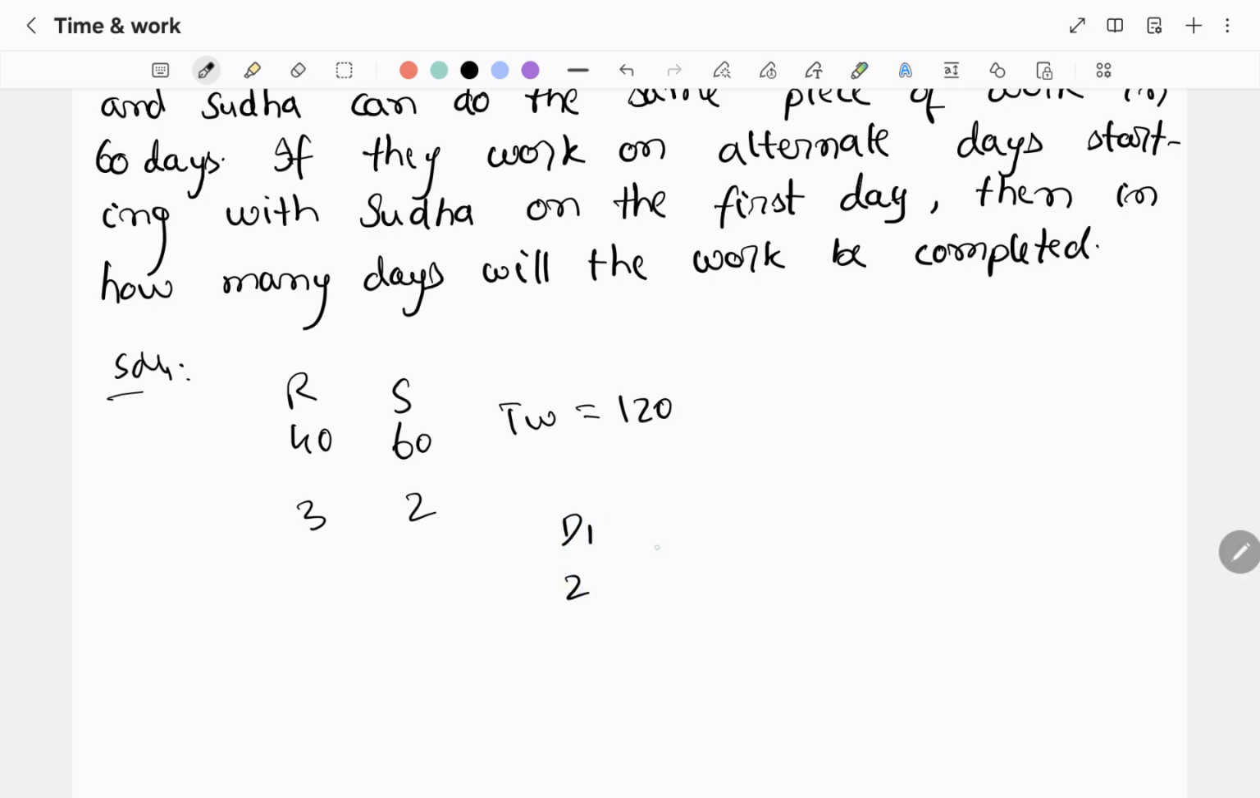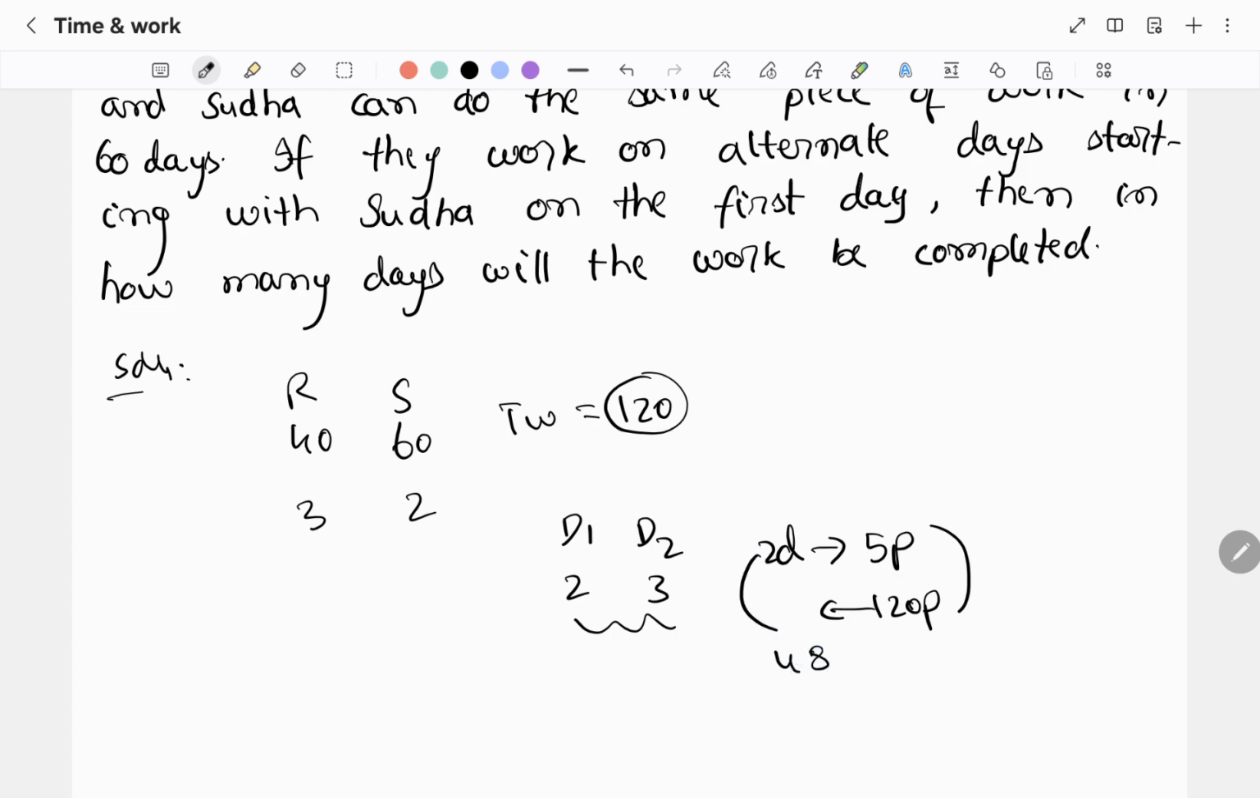Okay, starting with Sudha. Day 1 is Sudha, that is 2 parts. Day 2 will be 3. So in 2 days, they are completing 5 parts. But how many do we need? 120 parts. They will complete in how many days? 5 into 24, so 2 into 24 is 48. We can say it easily, since 3 plus 2 is 5, 5 can divide this 120 by 24 times. So, if they work together, they will complete in 24 days.